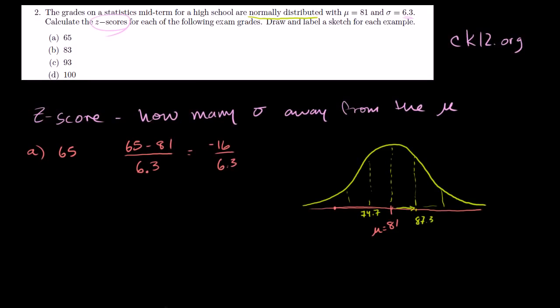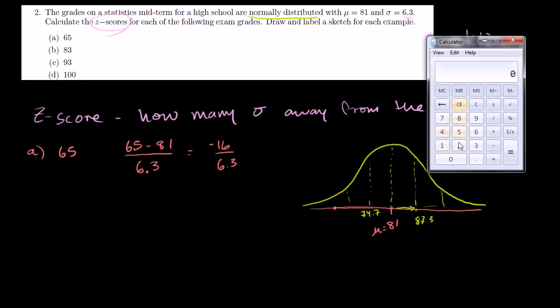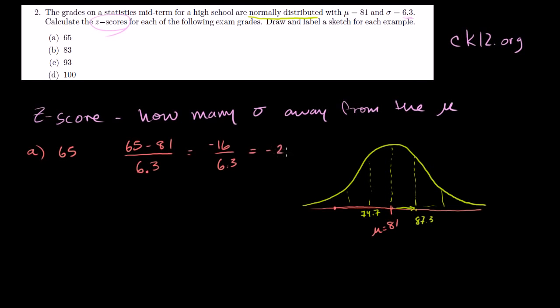Let's take our calculator out. If we have minus 16 divided by 6.3, you get minus 2.54, approximately. That's the z-score for a grade of 65. Pretty straightforward. Let's do a couple more. Let's do all of them.